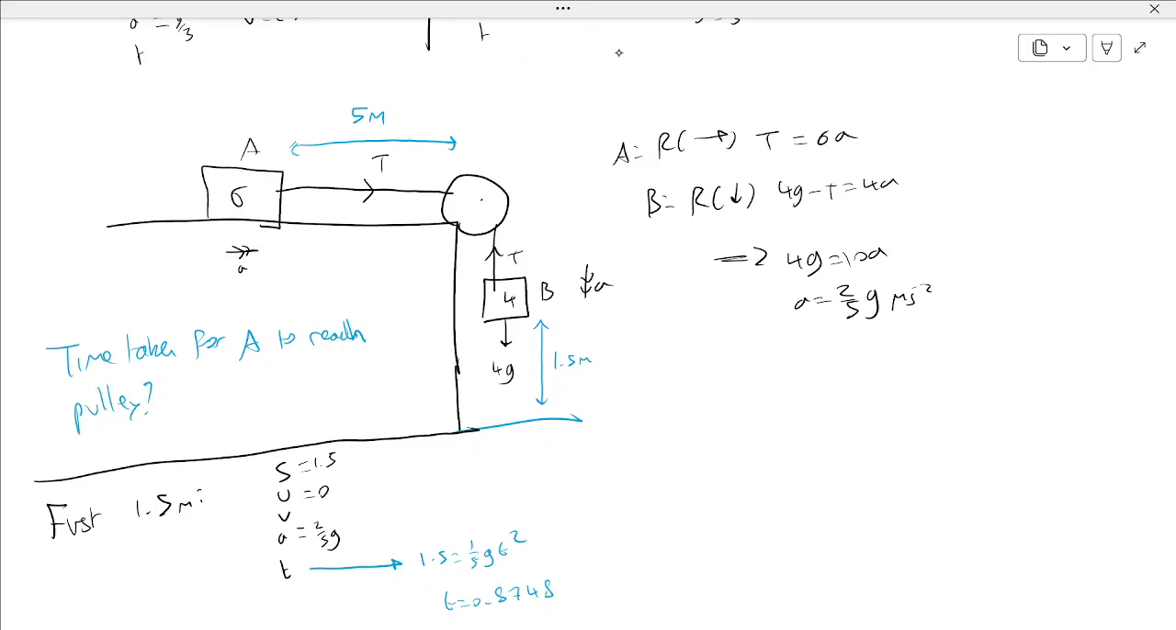You definitely need t. You also, like I said, you almost always need v as well. So v equals u plus at, or v squared equals u squared plus 2as. Doesn't really matter. So square root of 2 times 1.5 times 2/5 g. What do we get?